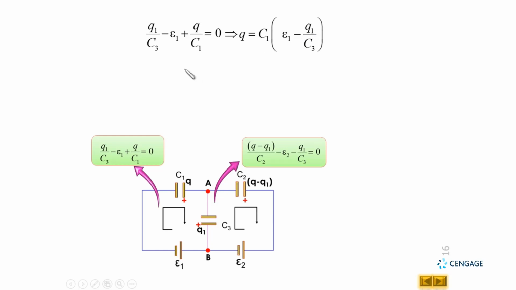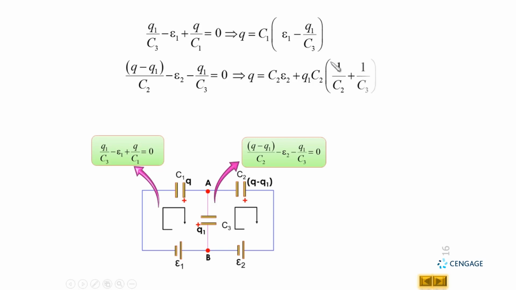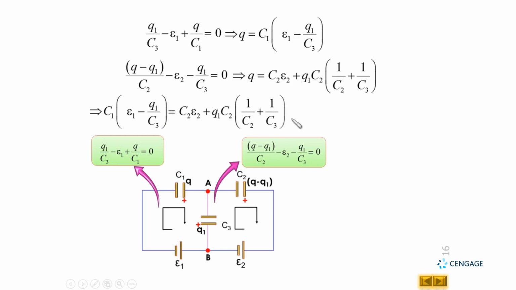Let us write this equation again, and here again we can write the value of small q. We can write this Q value as, you can observe, Q equal to C2 E2 plus Q1 C2 times (1 upon C2 plus 1 upon C3). You can do one thing, you can equate the right hand side of these two equations, and finally we'll get the value of Q1. So let us write this equation here and this equation here again, and solve for the value of Q1.